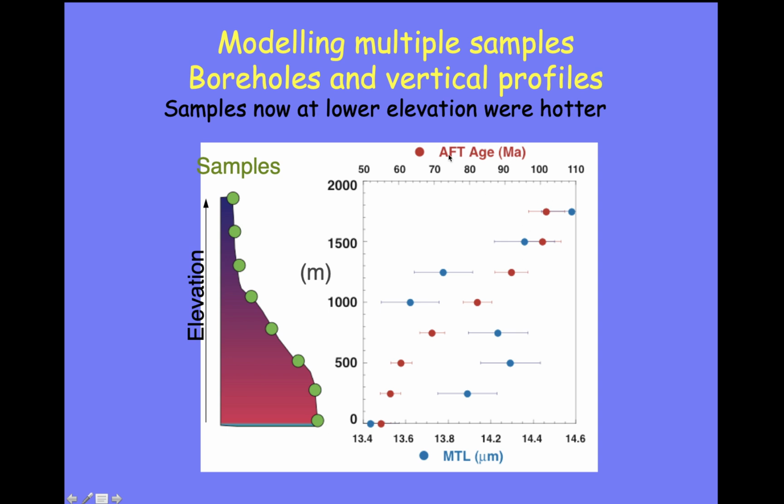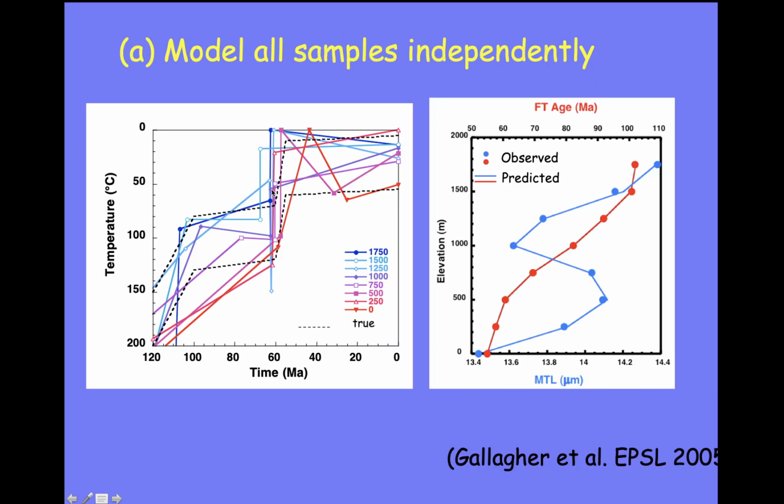It's just an example of fission track, apatite fission track ages in red, and the mean track lengths in blue. For a vertical profile, this is synthetic data generated where we know the thermal history in the end. So the question is, can we take those data and reconstruct the thermal history? But if we start with each sample by itself, so to treat each sample independently, we can model the thermal history.